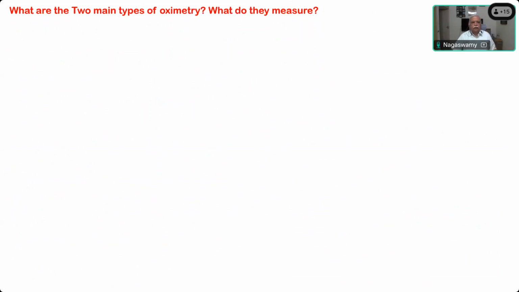So here starts our OSCE. What are the two main types of oximetry and what do they measure? This is about pulse oximeter and co-oximeter. It measures carboxyhemoglobin, sir. What are they called? Is there any specific name?